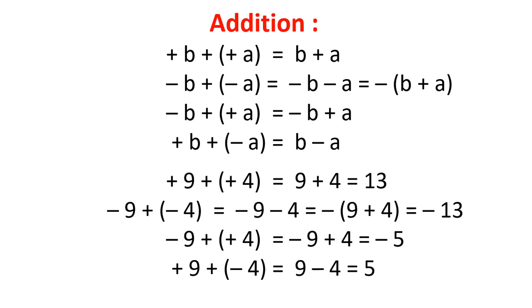Here are some examples. So 9 plus within bracket plus 4 is equal to 9 plus 4, which is equal to 13. Each example corresponds to the identity which we have used above. So minus 9 plus within bracket minus 4 is minus 9 minus 4. Minus comes outside, 9 plus 4, 13, so minus 13. Minus 9 plus within bracket plus 4 is minus 9 plus 4, which is equal to minus 5. 9 plus within bracket minus 4 is equal to 9 minus 4, which is equal to 5.